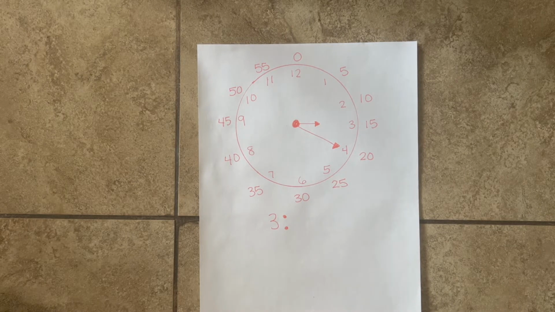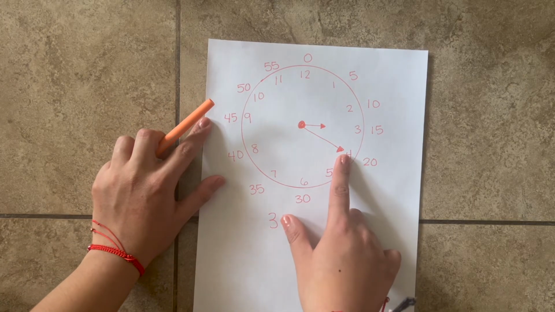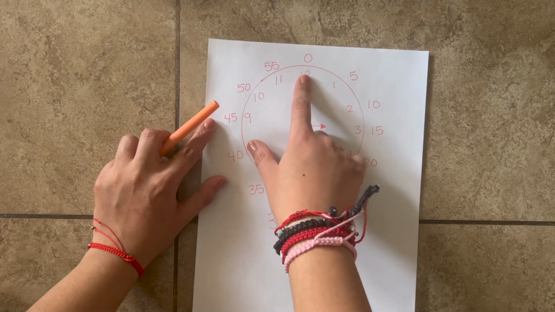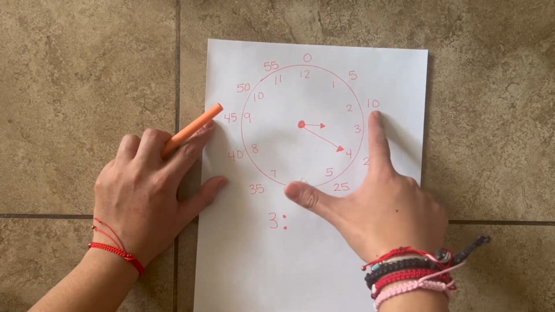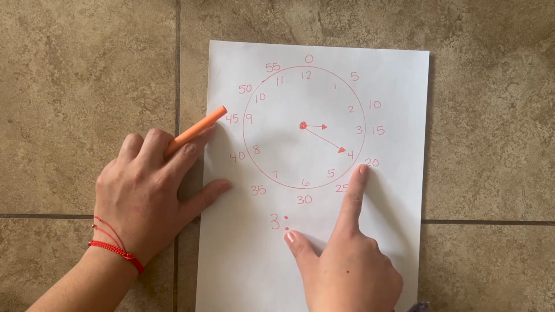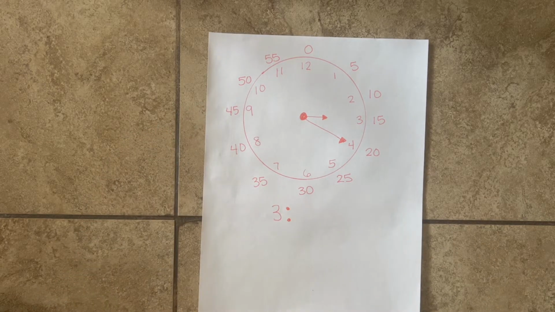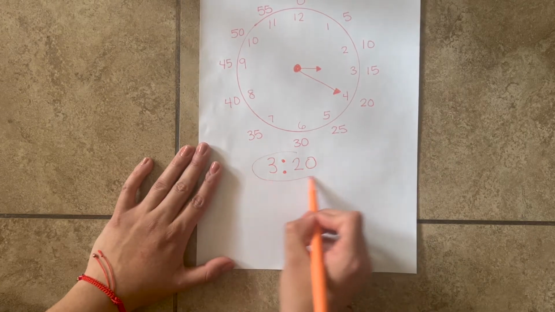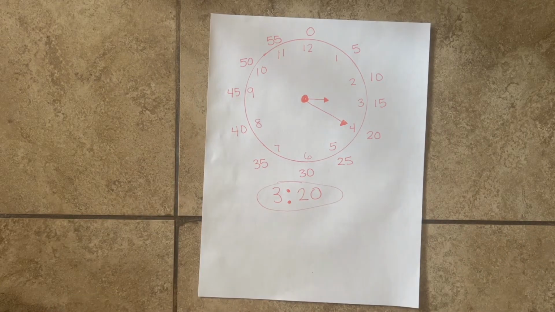This may be a little hard at first, so do not worry if you don't get it on the first try. Let's look at what minute it is, since it's pointing towards the 4. So we have 0, 5, 10, 15, 20. Since it is pointed towards the 4, that means that our minutes is 20. So this is how we would write our time, 3:20 o'clock.